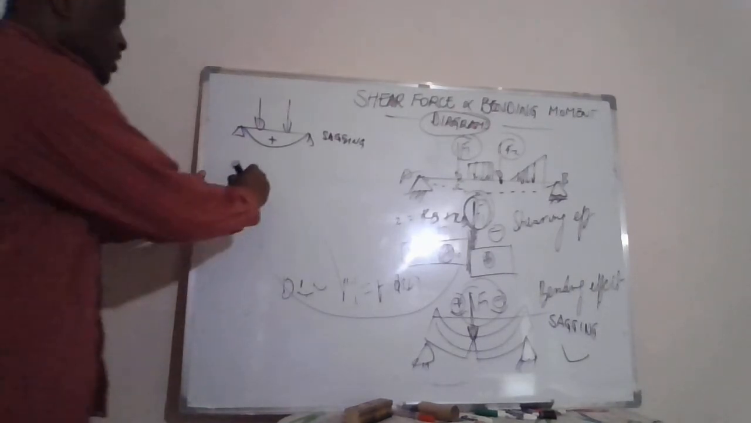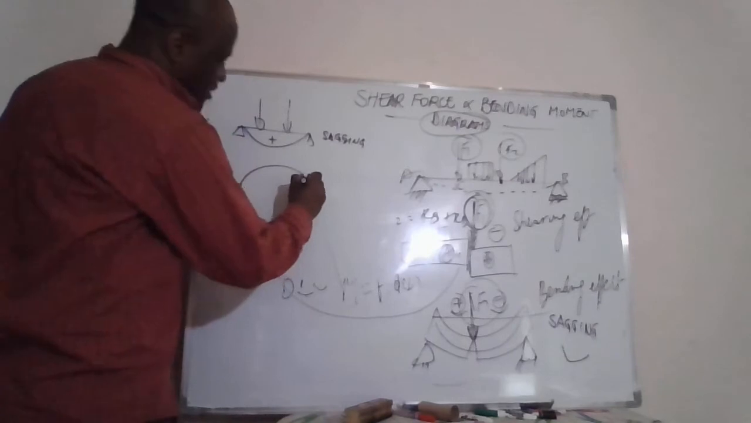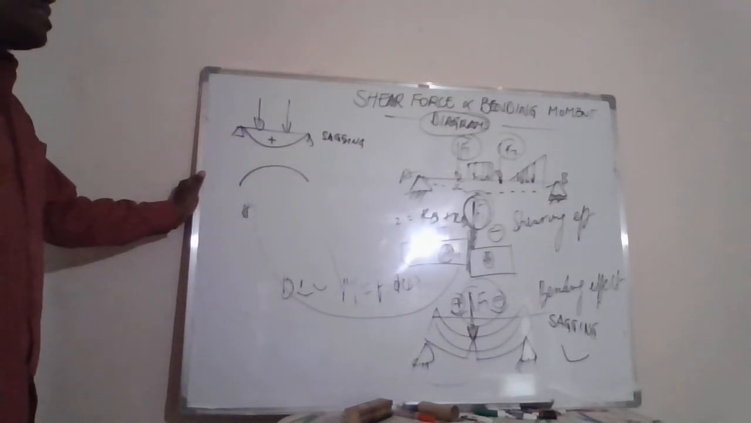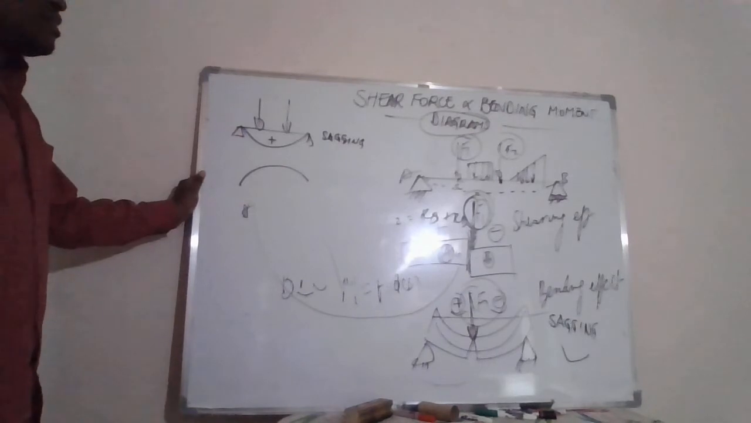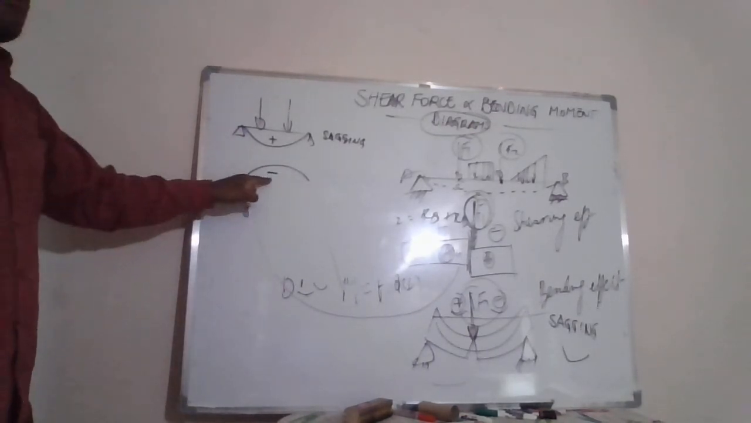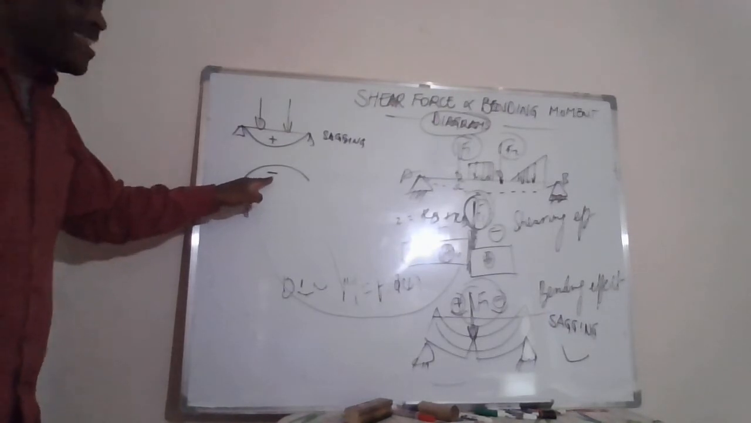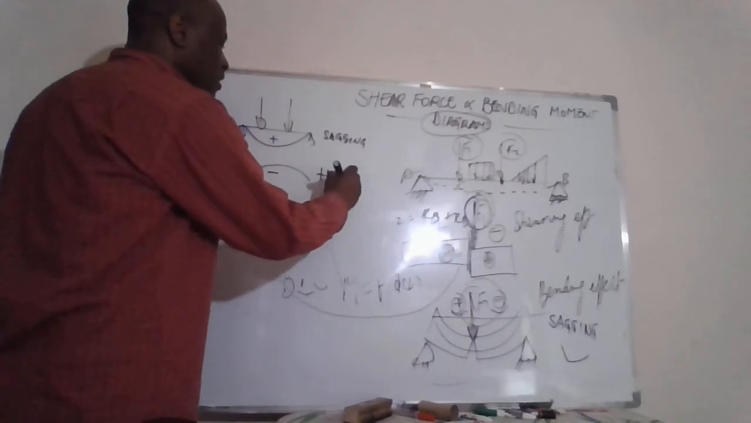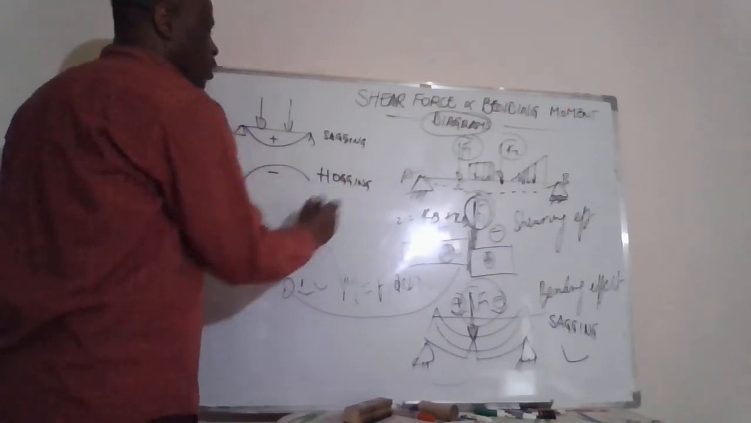But if there is this kind of configuration, when the beam is bending the other way, this moment will be negative. The bending moment coming from this type of bending will be known as a negative moment, called a hogging moment.